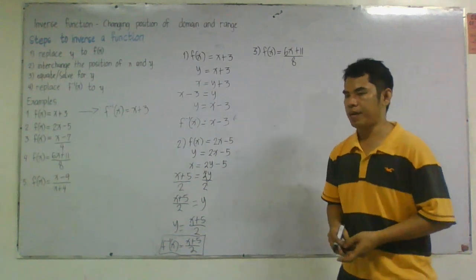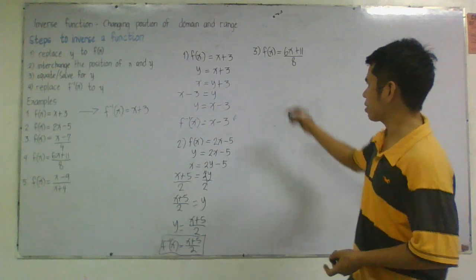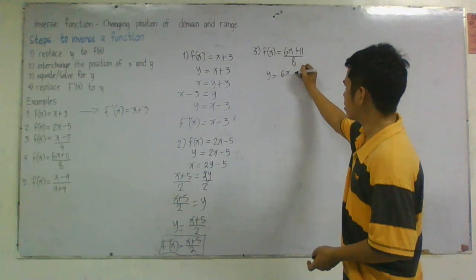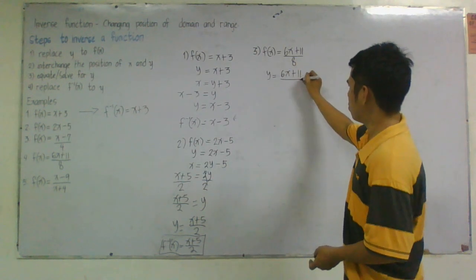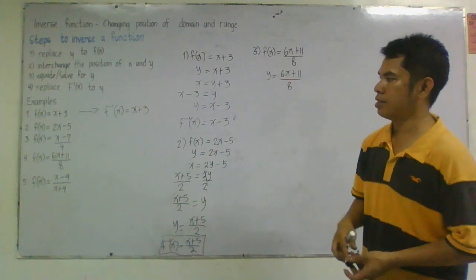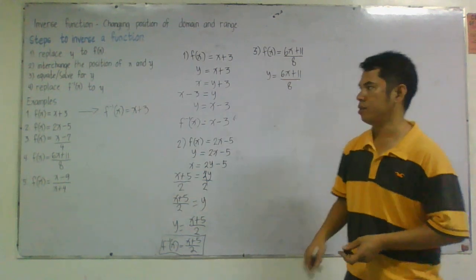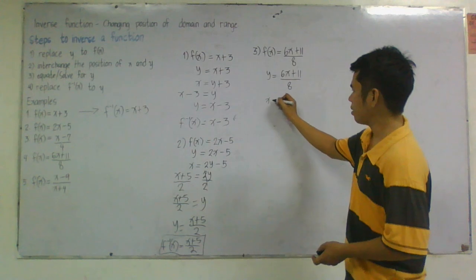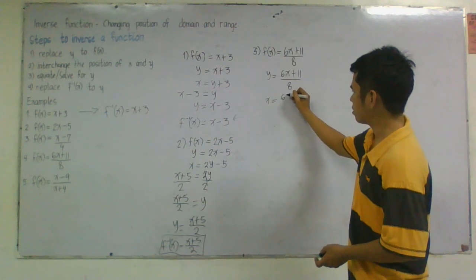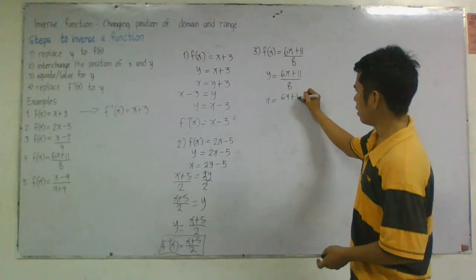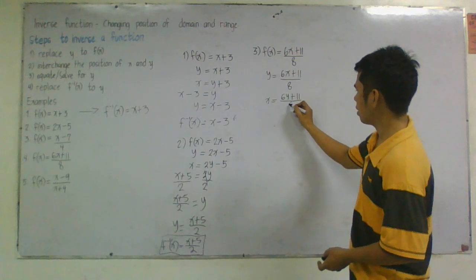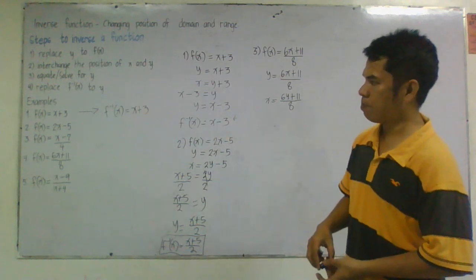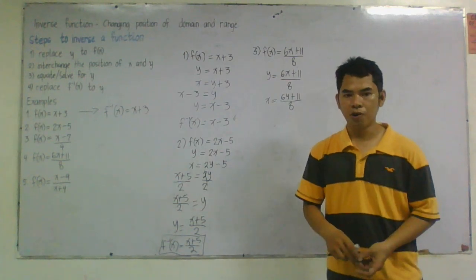So first we have to replace f of x with y. So that is y is equal to (6x plus 11) over 8. Then the second step, we have to interchange the positions of x and y. So now we have x is equal to (6y plus 11) over 8. Next, step number 3 is to solve for y.